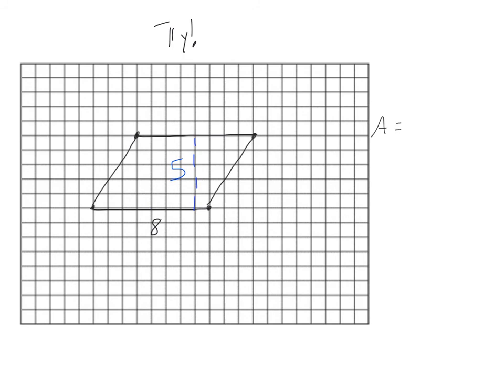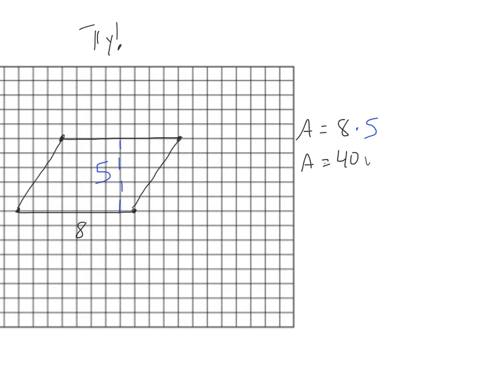So what is the area of this parallelogram? Remember, base times height. In this case, 8 times 5. And what is 8 times 5? 40. And then we use, again, square units or units squared.